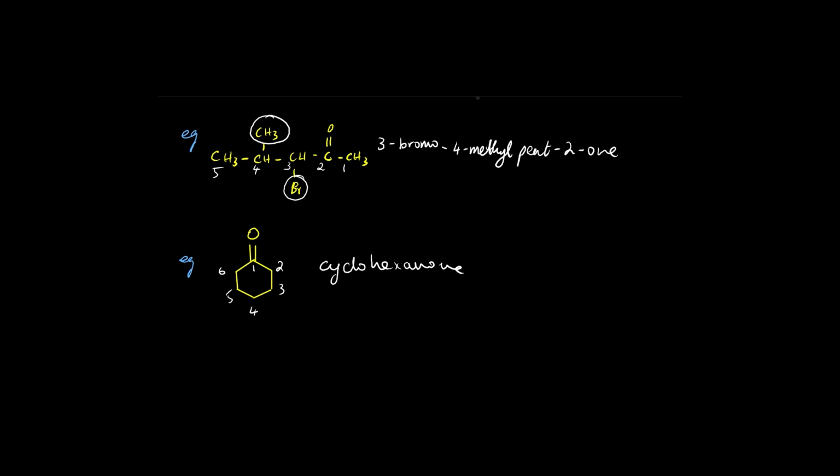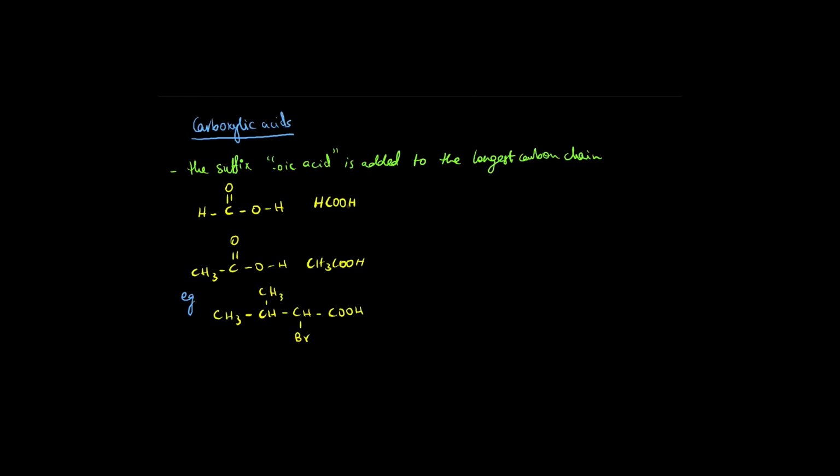Now we can move on to carboxylic acids. Now carboxylic acids must have the suffix oic acid in the end, right? The first 2 carboxylic acids of the series I have written in front of you with their displayed and structural formulas. So now let's look at them. The 1 carbon carboxylic acid is called methanoic acid, and the 2 carbon carboxylic acid is called ethanoic acid.